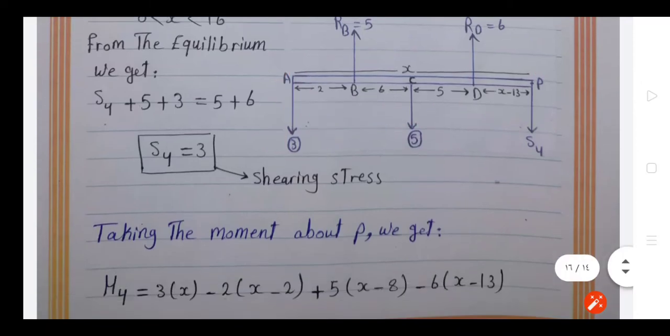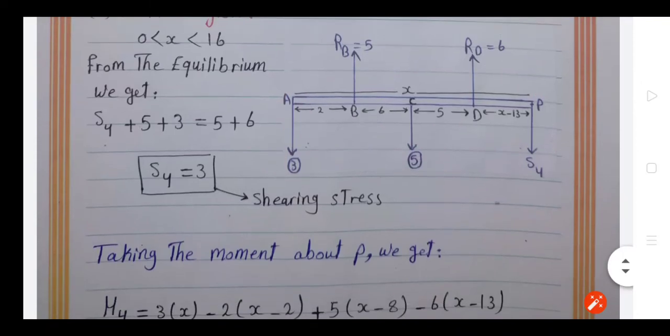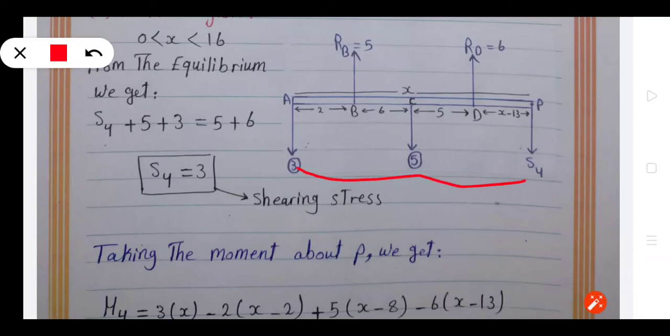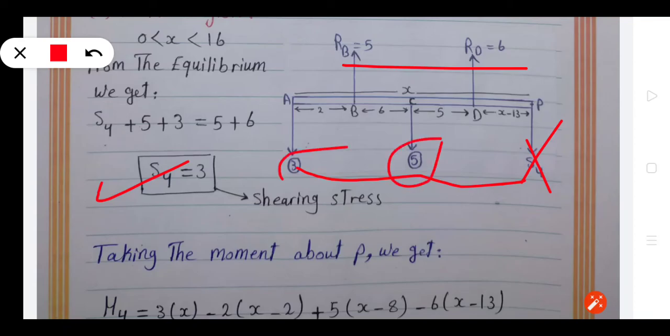Now we will study equilibrium for this part. Then S4 plus 5 plus 3 equal 6 plus 5. Also we can find S4, which equal 3, shearing stress. To find bending moment M4 at point B, we can cancel S4 and deal with 5 and 3 and RB and RG.